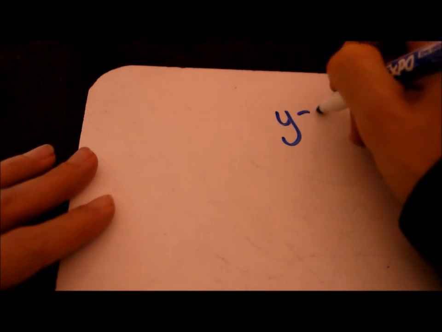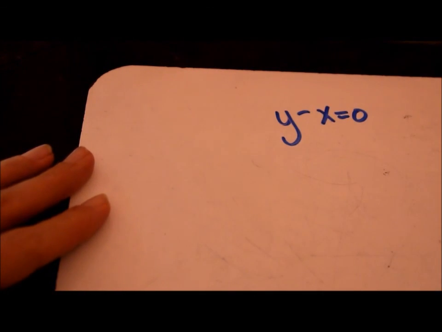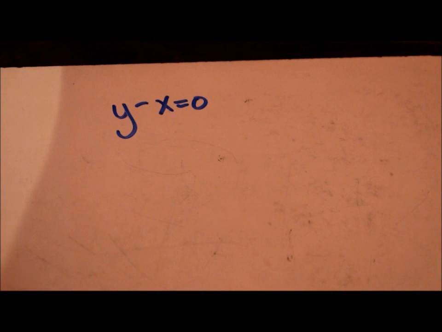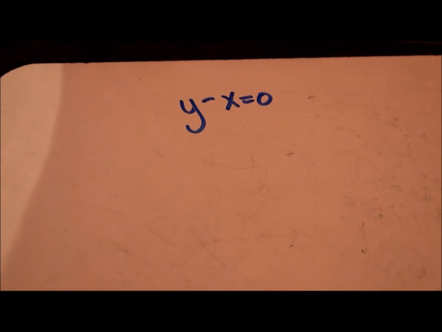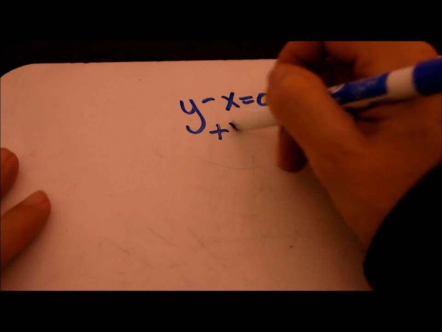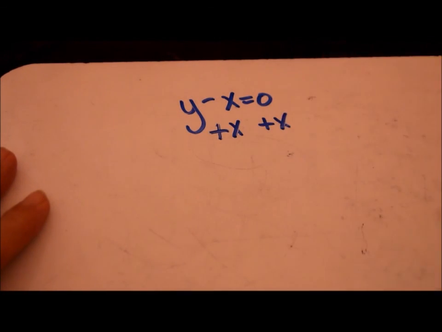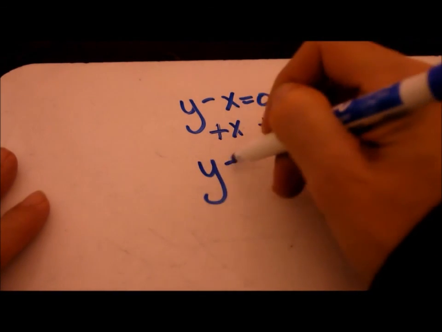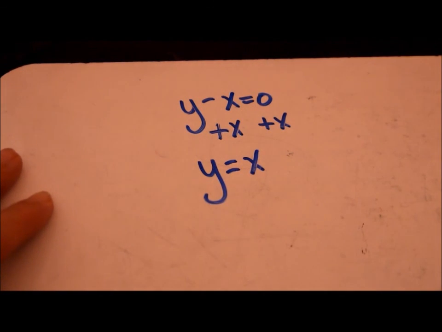Okay. Now we're going to graph the next one, which is example 6. It says to graph y minus x equals 0. Okay, just like before, they say that it'd be better to get y by itself. So if we add x to both sides, we have y equals x. Look at that.